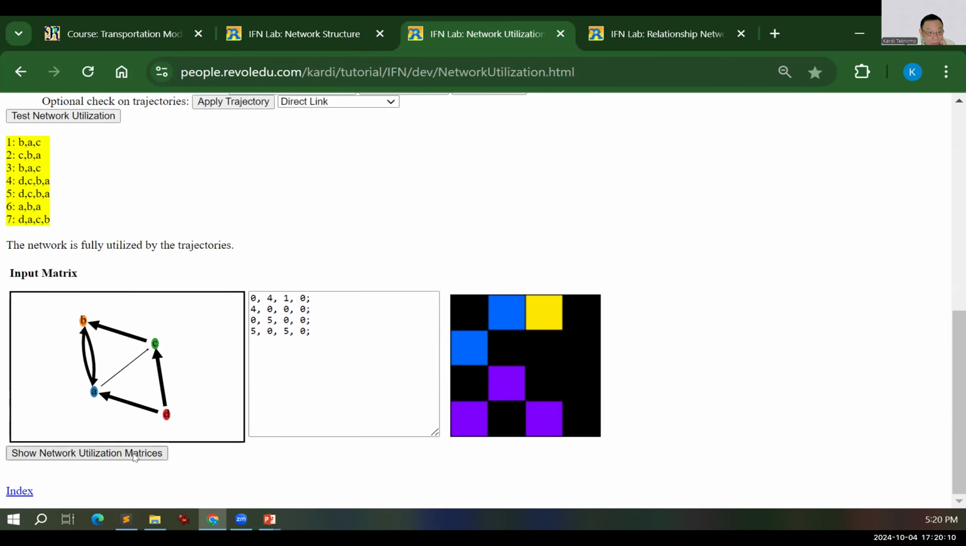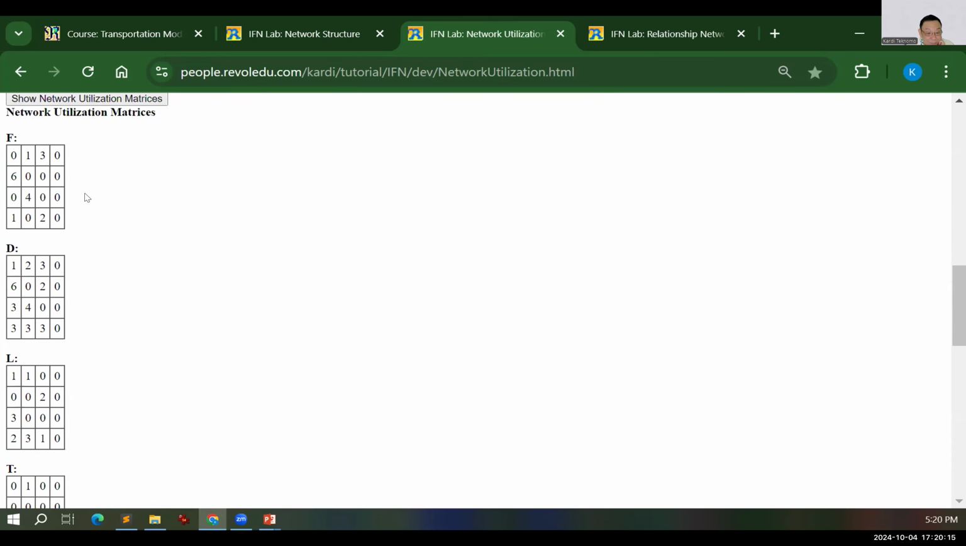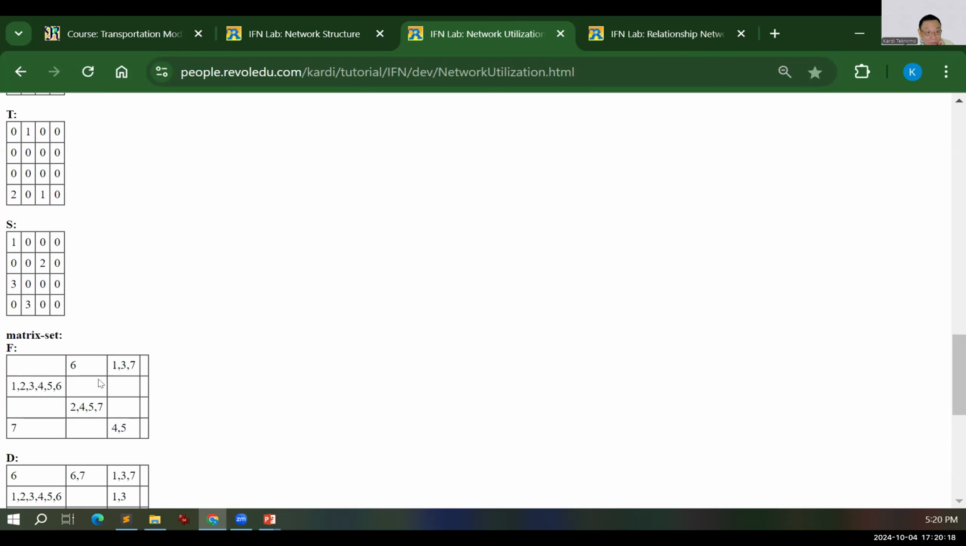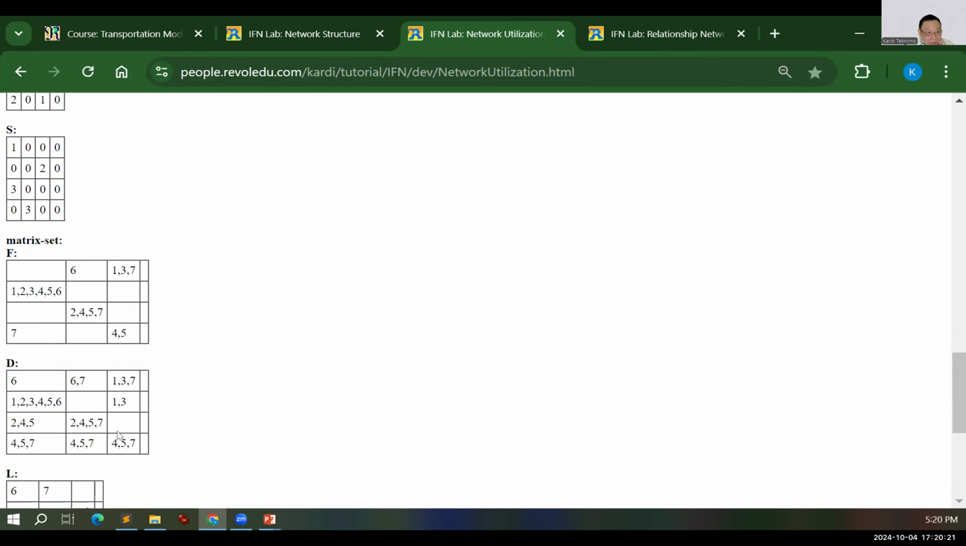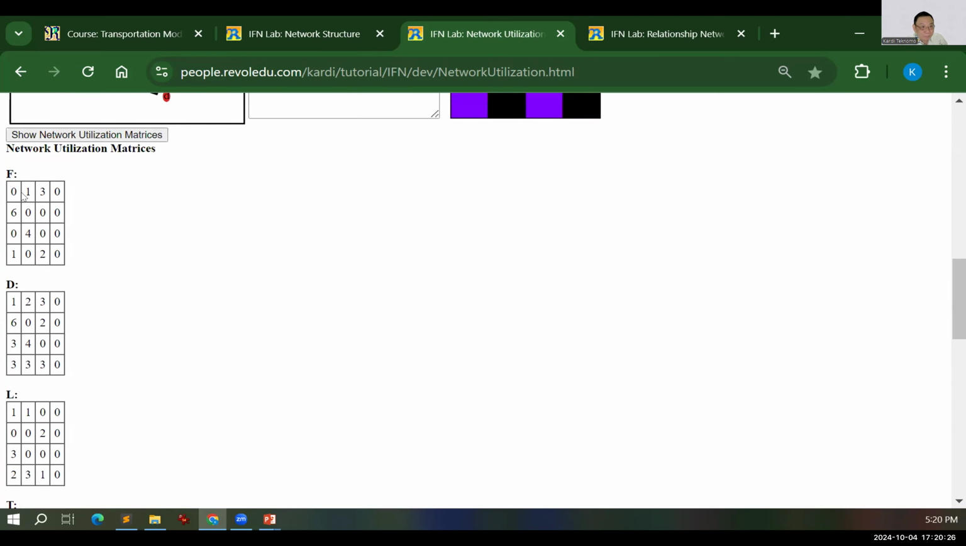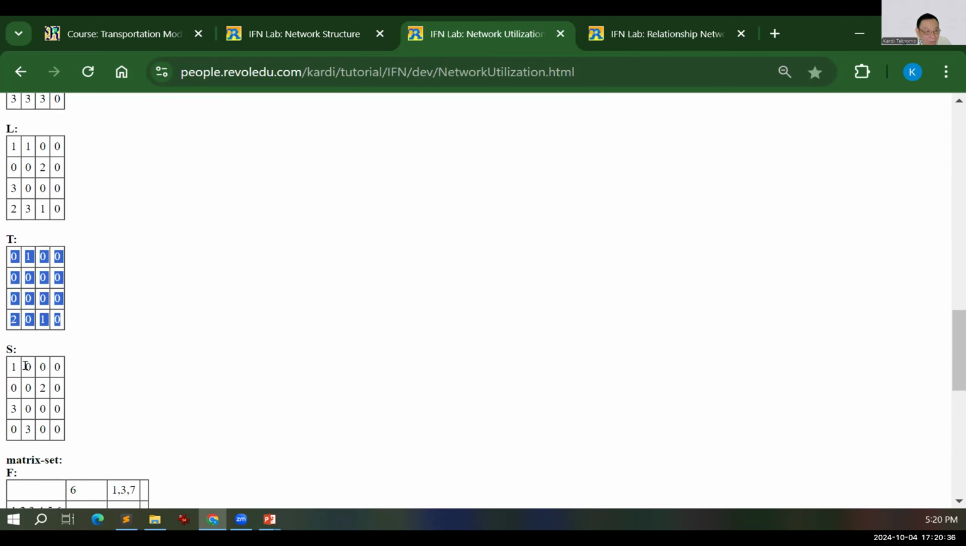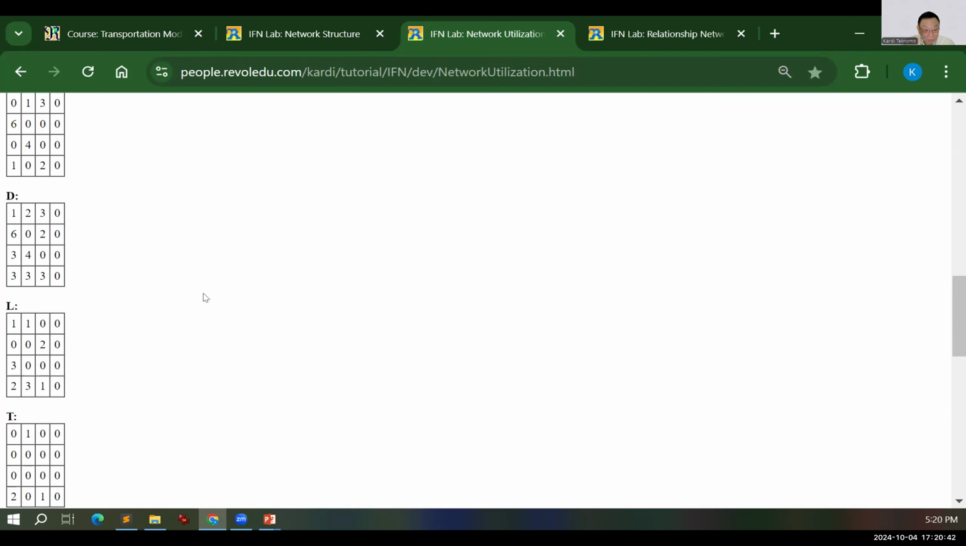Then you can show the network utilization matrix. Can you see this? You have the network matrix set based on the IDs, and you have the flow matrix, the OD matrix, and the indirect flow, the alternative flow and substitute matrix. This is easier compared to when you do it manually. So what do you think?